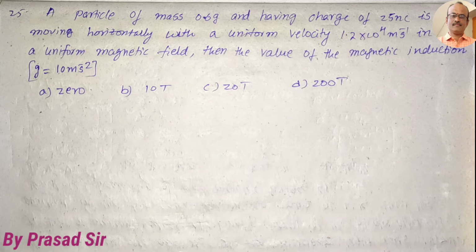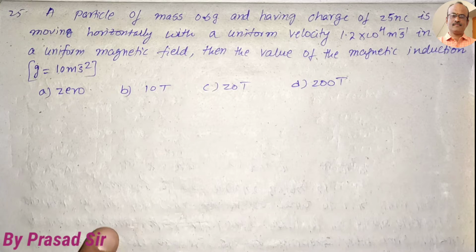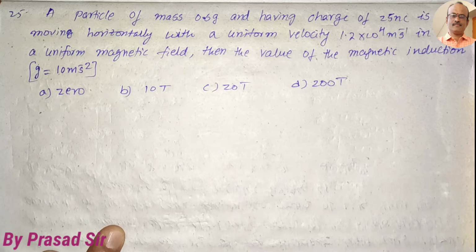Now the question number 25. A particle of mass 0.6 grams and having a charge of 25 nanocoulombs is moving horizontally with a uniform velocity 1.2 into 10 to the power of 4 meters second to the power of minus 1 in a uniform magnetic field. Then find the value of magnetic induction, taking g equal to 10 meters second to the power of minus 2. So we need to calculate the value of magnetic induction for a charge projected into the field, and the given charge is 25 nanocoulombs.